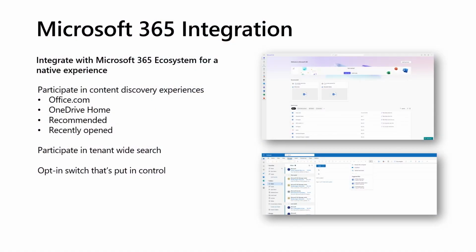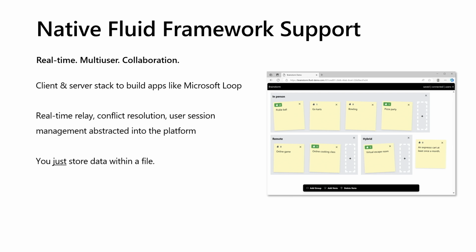So, M365 integration for SharePoint Embedded. Really quickly here, the takeaway is by default, your content will not show up in M365 search discovery, like I was mentioning before. So if I search in OneDrive or SharePoint, you're not going to be able to see SharePoint Embedded content in there. However, there's a big switch that lets you turn that on, and you can enable that if you want to. There is native Fluid Framework support.